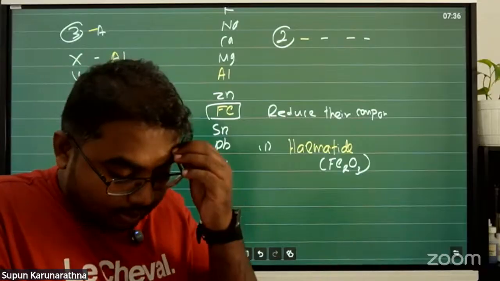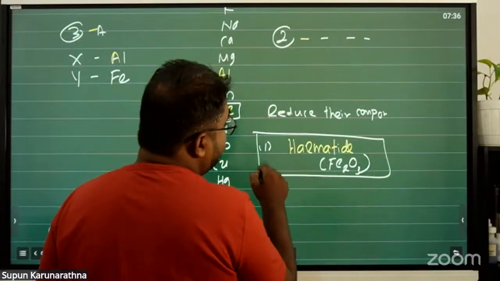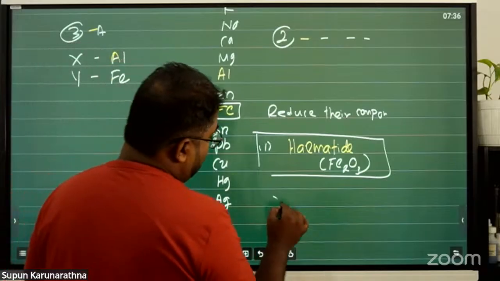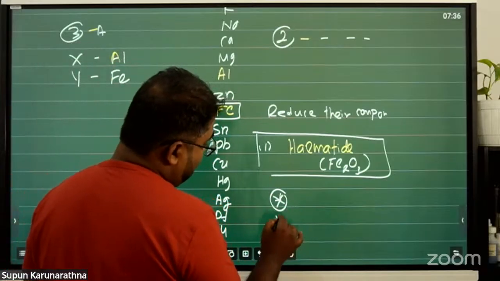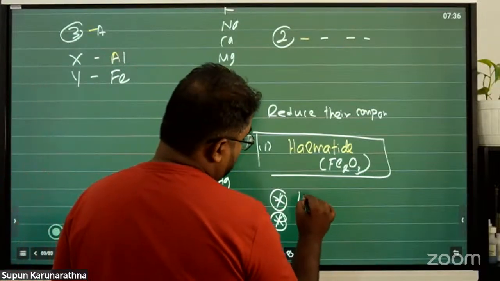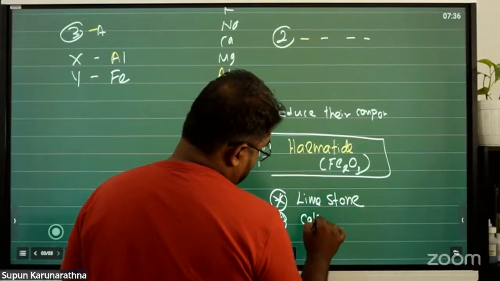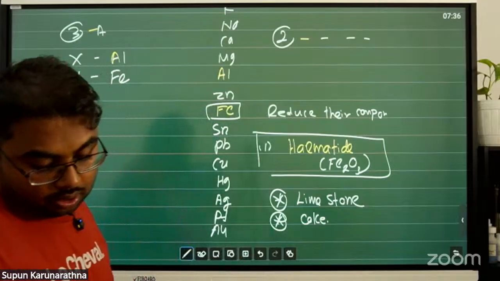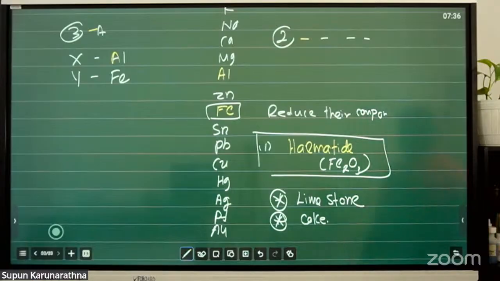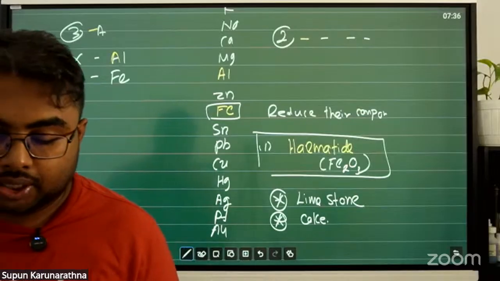But what are the things we are adding? Here is the hematite. Hematite means the way that iron occurs in nature. For this we are using other raw materials. What are they? Limestone and coke. Coke, C-O-K-E. Coke means carbon. We are using carbon.